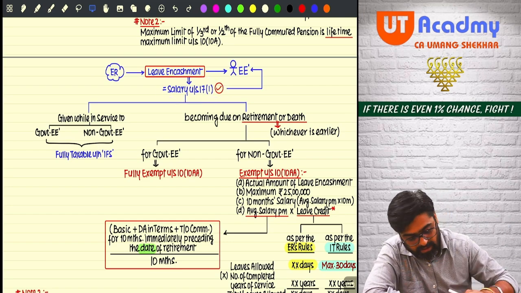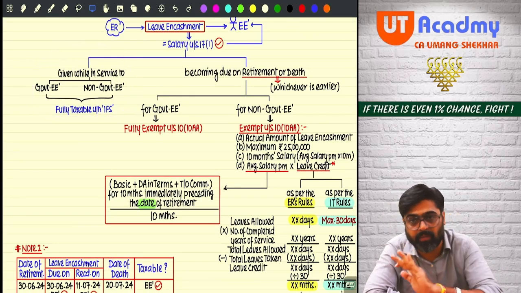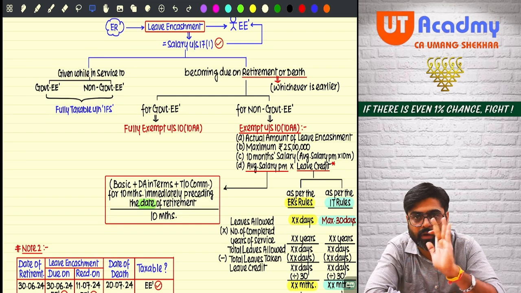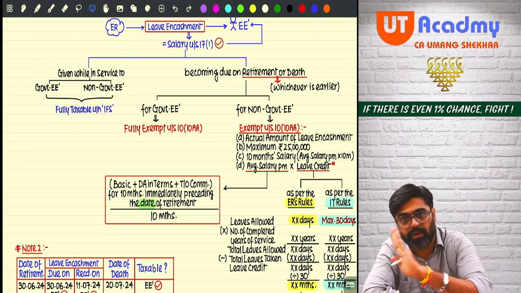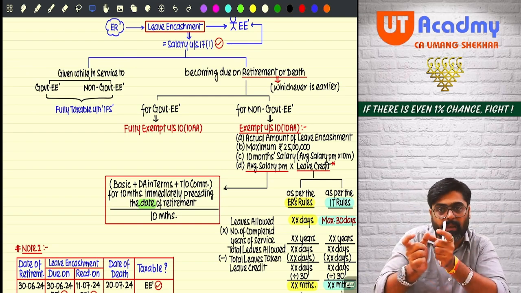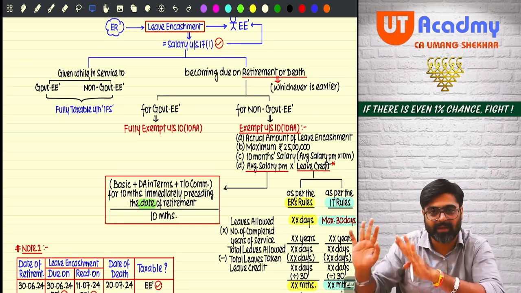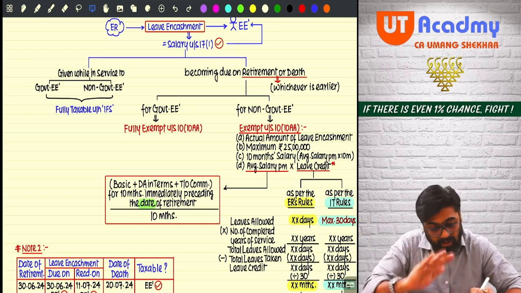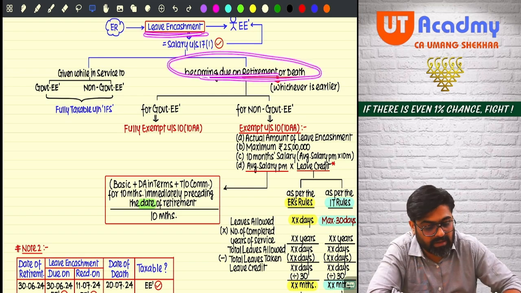And now this salary will be fully taxable if it is given while you are in service. Whether you are a government employee or a non-government employee will not make any difference. If you are receiving this while you are in service, it will be fully taxable. So when the encashment happens every year while you are in service, that time it is fully taxable, as good as your salary. Now, if this leave encashment becomes due on retirement or death, whichever is earlier.